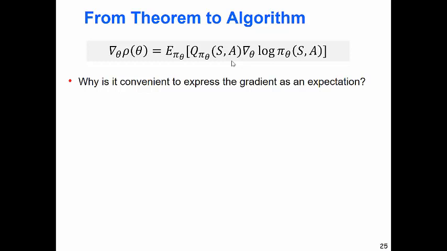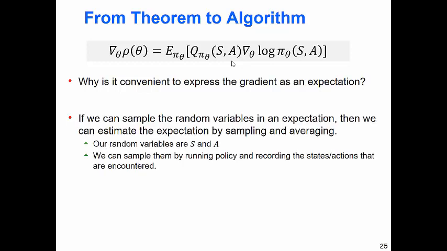So we know that we can get those samples. So you basically run the policy a bunch of times. You collect your state action pairs, and then you're going to average this over the state action pairs you get.